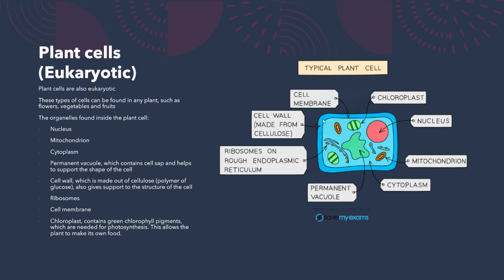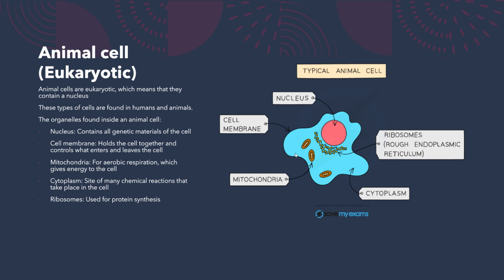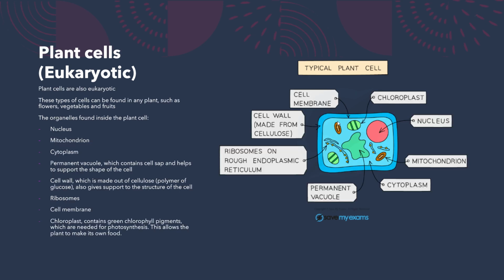Then we have the cell wall. So the cell wall, you know how I said for the animal cell it has this outline? So the plant cell has two outlines, so like two lines on the outside. The cell membrane is on the inside, but the cell wall is on the outside. So it's like the shield of the plant cell.